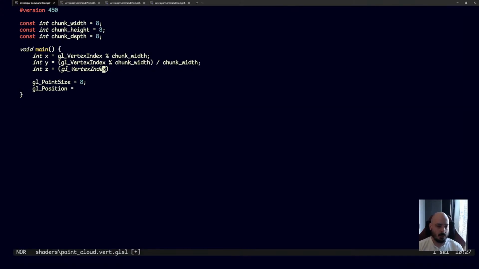Okay. So divided by width times height. Now, do I need to... Yeah, I think that's fine. Whoops. So position is going to be vec4 x, y, z, 1. That's pretty much it. I think that's what we needed.